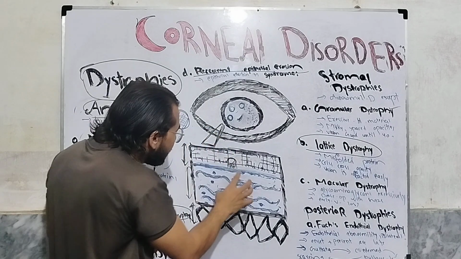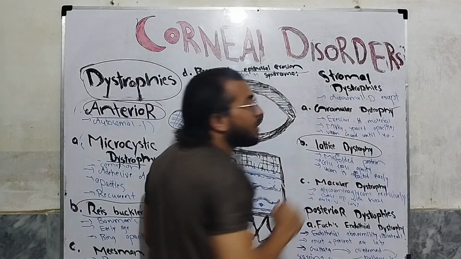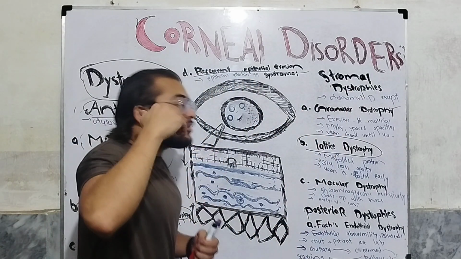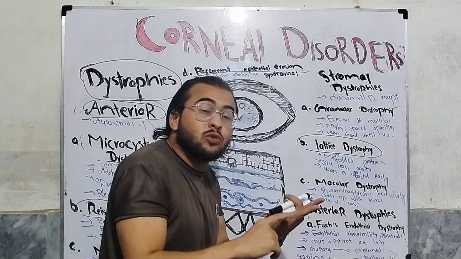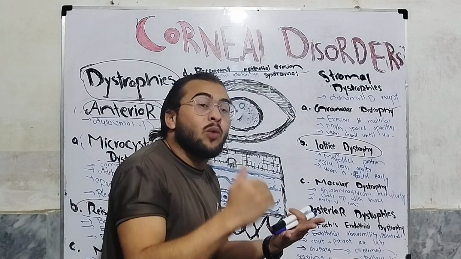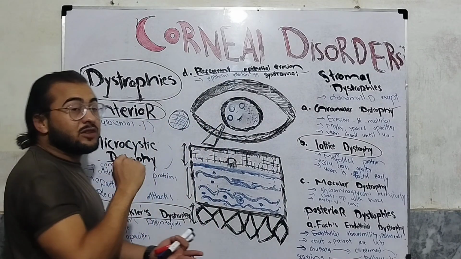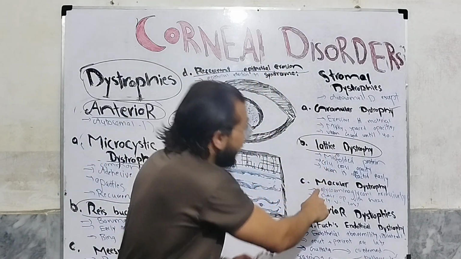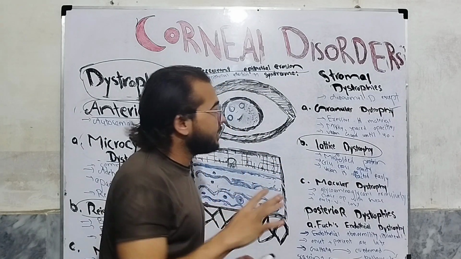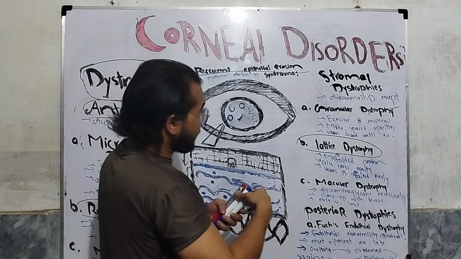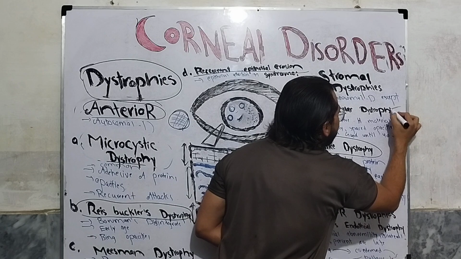Now the dystrophies involving the stromal area are called stromal dystrophies. The stromal dystrophies, like the anterior dystrophies, are also autosomal dominant and require lamellar keratoplasty. But remember, except for macular dystrophy, which is not autosomal dominant. The first one is the granular dystrophy.